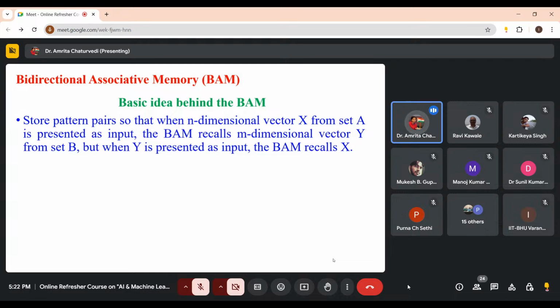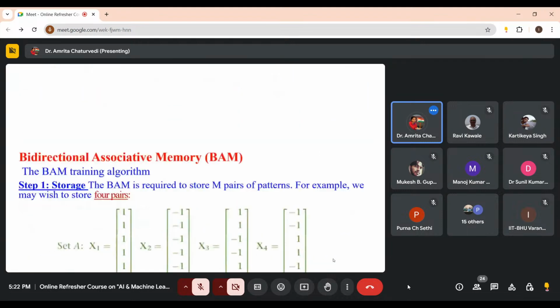So the basic idea behind BAM is you want to store pattern pairs so that when an n-dimensional vector x from set A is presented as input, the BAM recalls the m-dimensional vector y from set B. And when y is presented as input, the BAM recalls x. So it means that recall should be on both the sides. You input x, you should get y, and when you input y, you should get x.